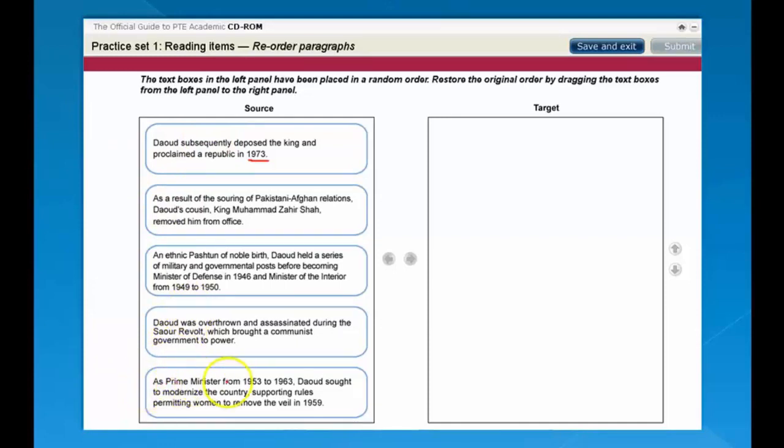As Prime Minister from 1953 to 1963, Daud sought to modernize the country, supporting the rules and permitting women to remove the veil in 1959. Now, you cannot be Prime Minister when there is a king. So, this obviously occurs now. As Prime Minister from 1953 to 1963, this logically occurs before 1973. So this comes before this. So what we can say is that if we are making this 0, this occurs before this, so if this is 0, this is -1.